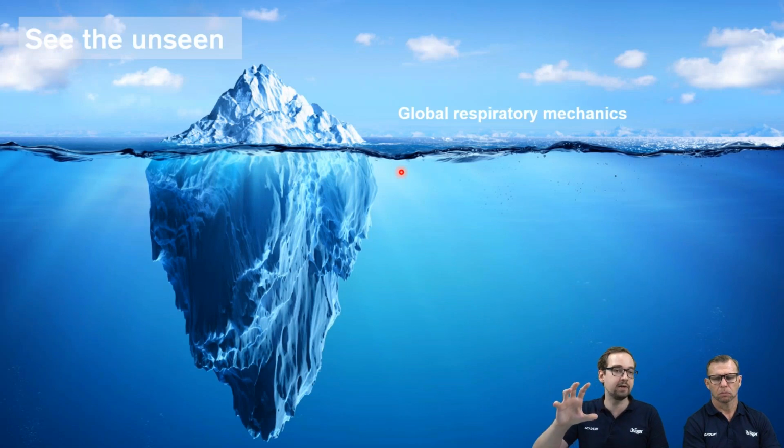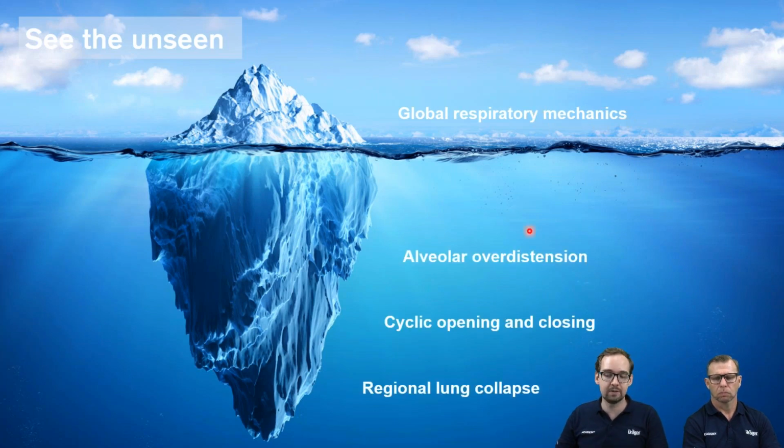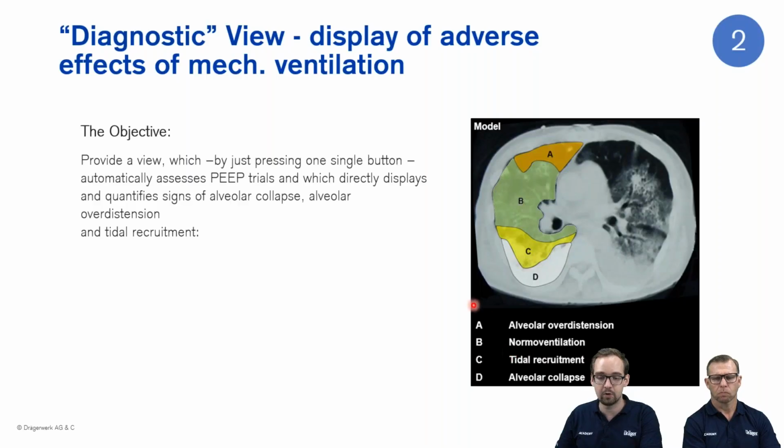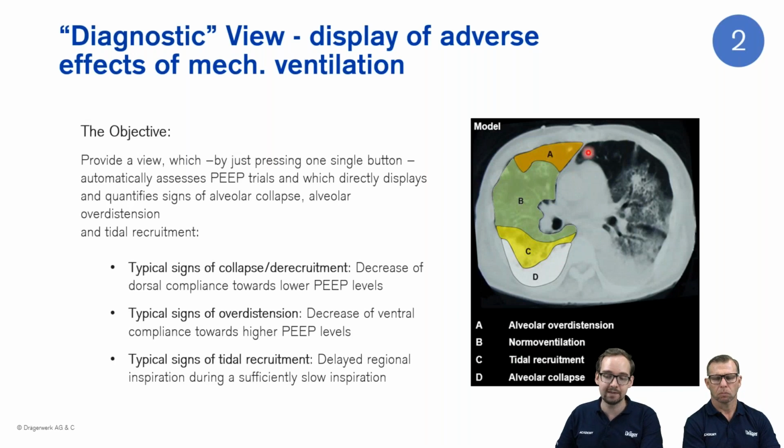So with PulmoVista, we can now look beneath the surface. We can try to see the previously unseen. Before, we could only look at global respiratory mechanics, and now with electrical impedance tomography, we can look underneath. We can look at overdistension, cyclic opening and closing, and regional lung collapse. So remember the colors on this picture that we had in the beginning. We're going to come back to this.